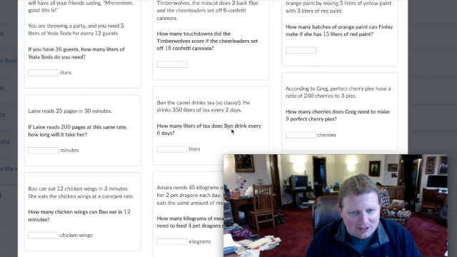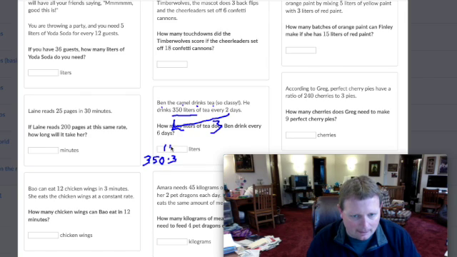How many liters of tea does Ben drink in 6 days? Well, 6 days is how many times longer than 2 days? It's 3 times as long. So 350 times 3 is what you want your answer to be. And of course, who drinks that much? Oh, Ben the camel drinks that much. And so you're going to take 350 times 3. How many times bigger? Which the answer would be 1050. And we'll do one more.